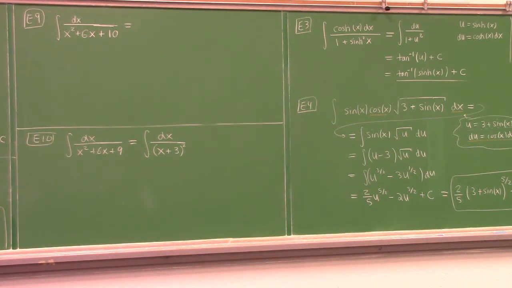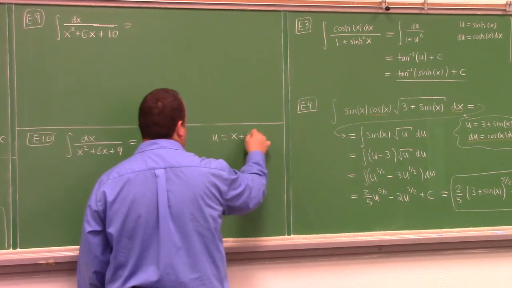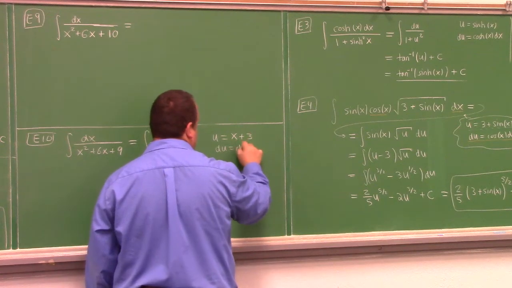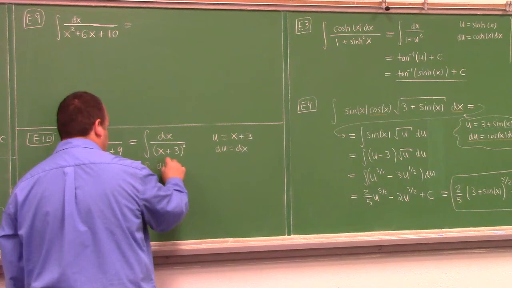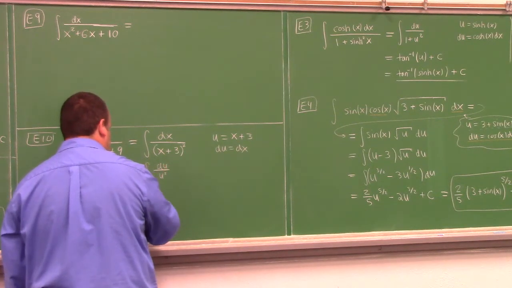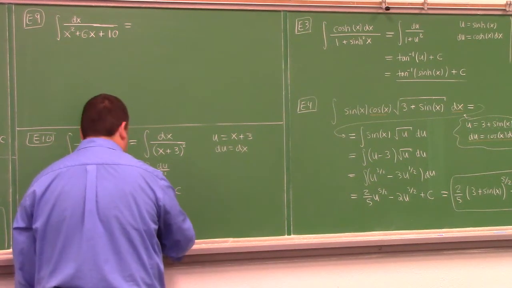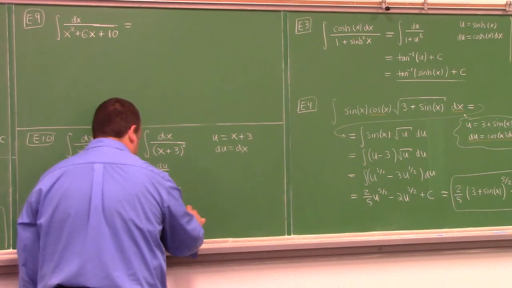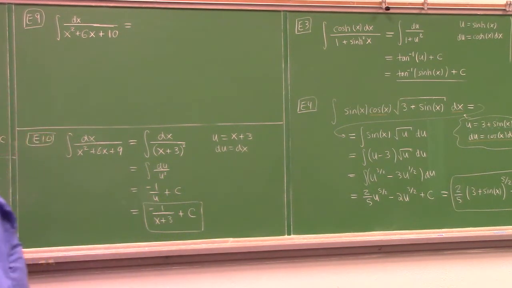And then in your heart, you would know u equals what? x plus 3. And that's especially nice, because if u is equal to x plus 3, du is straight up dx. And so this is just equal to the integral of du over u squared, which is minus 1 over u plus a constant, which is minus 1 over x plus 3 plus a constant. So that problem is easier than example 9.